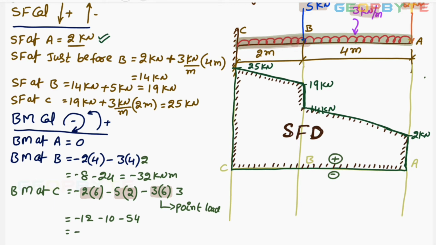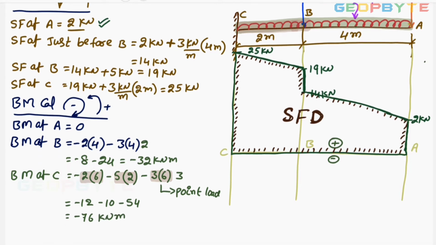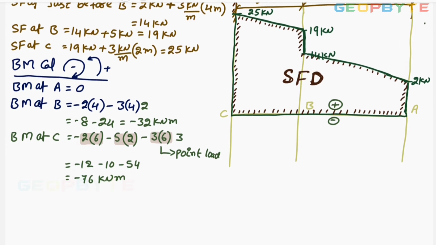Minus 76 kilonewton meter. That is how the bending moment values can be calculated.